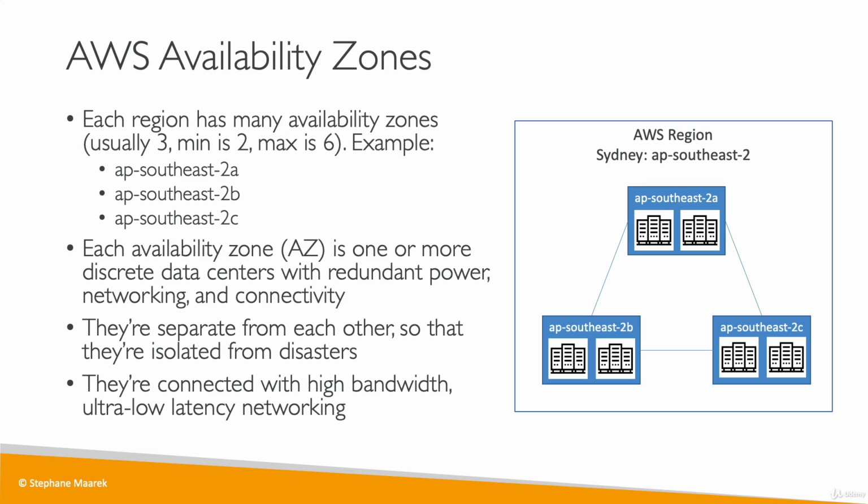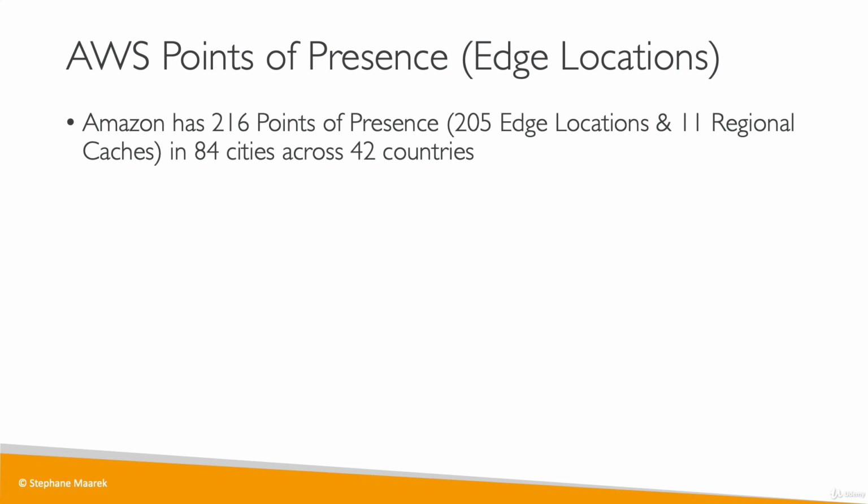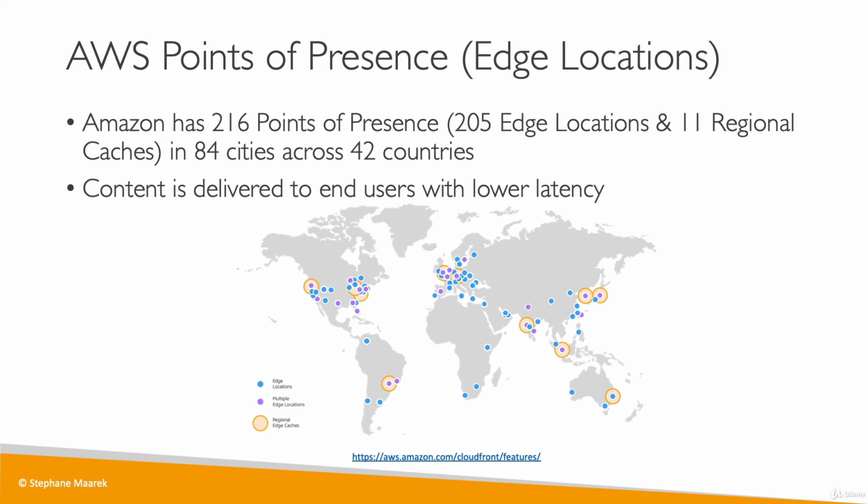Okay, next, the only thing we need to know about the AWS global infrastructure is the points of presence, or edge locations. We will see them in detail in the global section of this course, but you should know that AWS has more than 200 points of presence in 84 cities across 42 countries, and this will be very helpful when we deliver content to the end users with the lowest latency possible. And this is what you see on this map. Again, I'm going quickly over this because we'll see this at about the middle of this course.